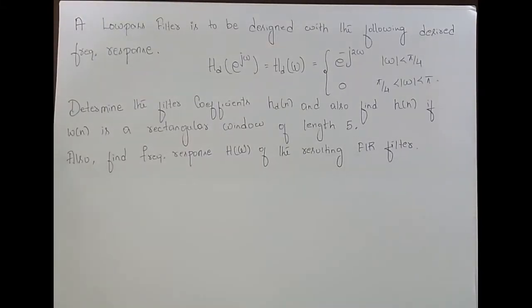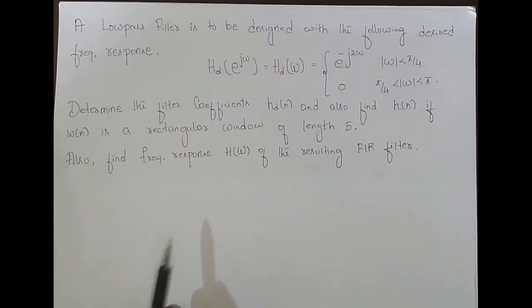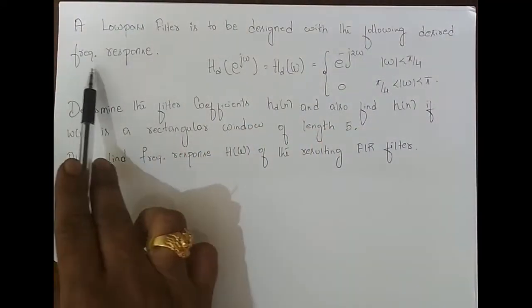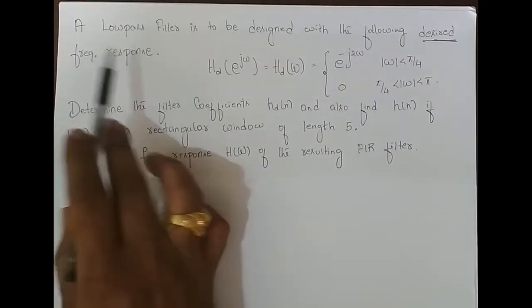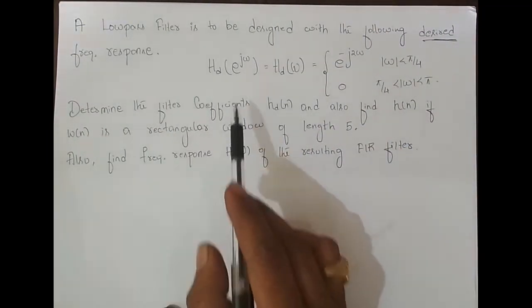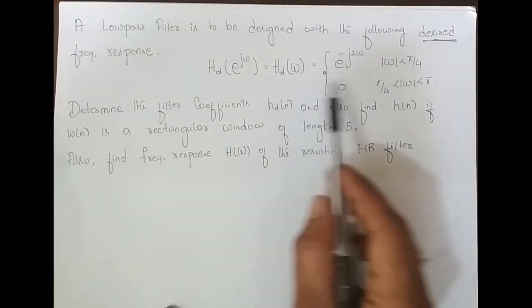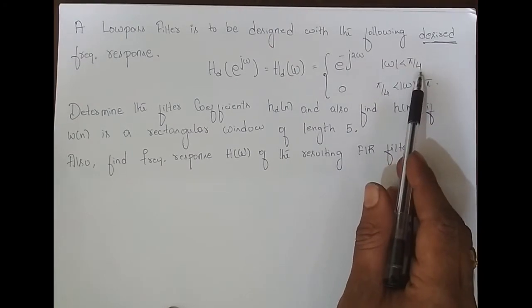Hello everyone. In this video, we are going to take up one example to design an FIR filter, and the filter specification is as shown. A low pass filter is to be designed with the following desired frequency response: HD of e power j omega, but in short we can call it as HD of omega is e power minus j2 omega for magnitude of omega less than pi by 4.